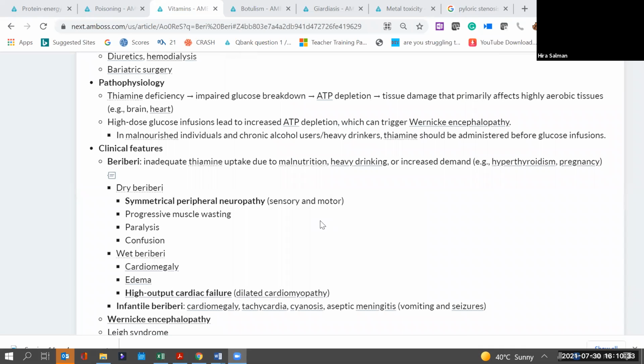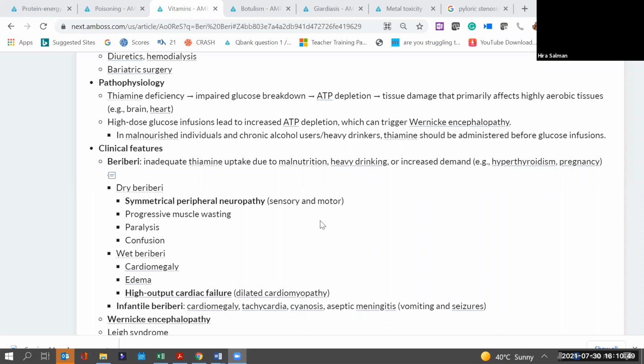You will see some muscle wasting here, paralysis can be there, there will be confusion. So in dry beriberi, always think about sensory and motor dysfunction. But in wet beriberi, you will see cardiomegaly, you will see edema. Why is it called wet? Because there will be too much fluid in the body, because proteins are deficient.